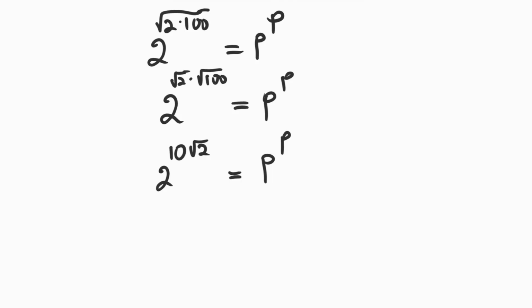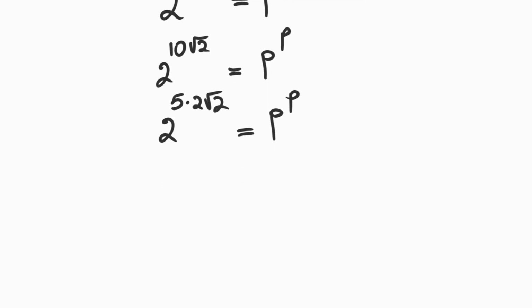Now we can rewrite our 10 to be the same thing as 5 times 2. So this is the same thing as 5 times 2 root 2 equals p raised to the power p.